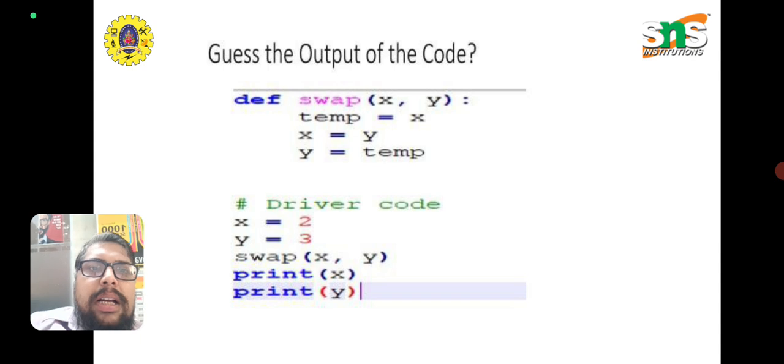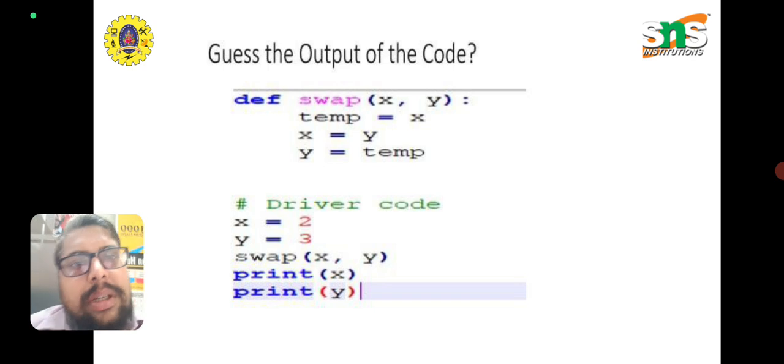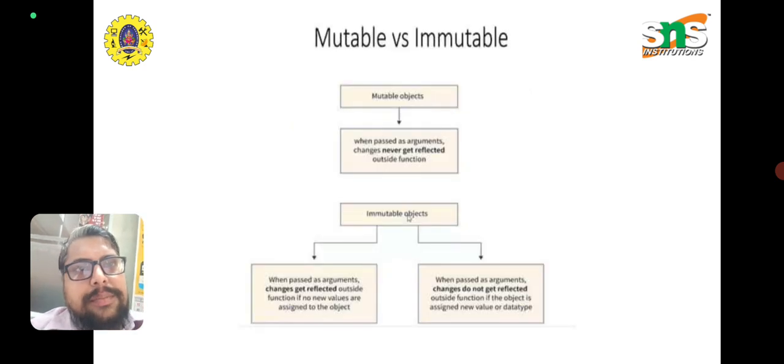Let's see. We will be printing x equal to 2 and y equal to 3. We are going to swap the values. Initially x was 2 and y was 3. After swapping, x remains 2 and y remains 3, because we are using the values of x and y outside of the defined function. So x will be 2 and y will always be 3.